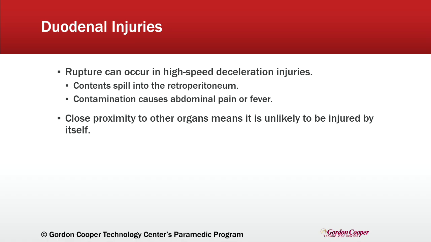You should maintain a high degree of suspicion of duodenal injury in any abdominal trauma, as it is unlikely to be the only injury due to its proximity to other organs. Be particularly suspicious of duodenal injury in children who have been thrown from a bicycle and strike the handlebars.